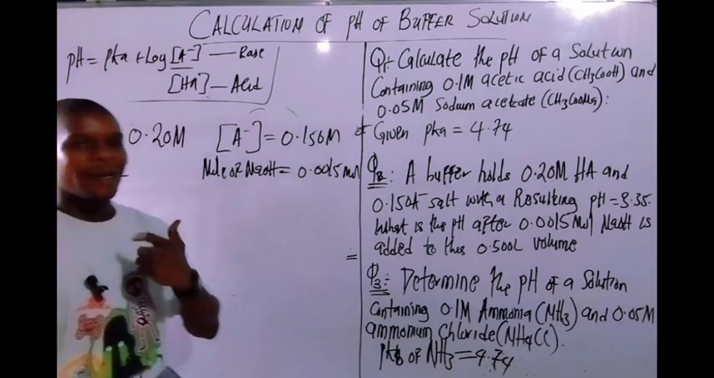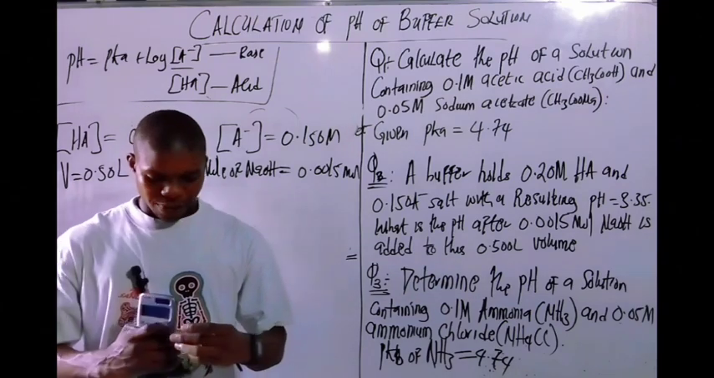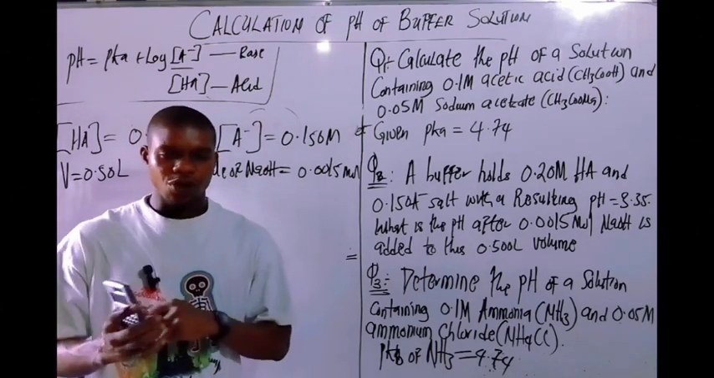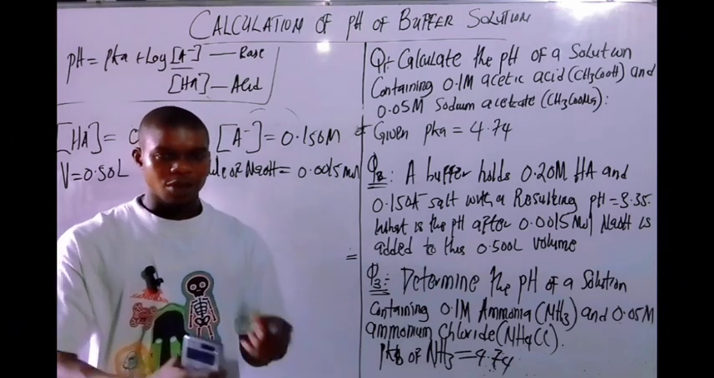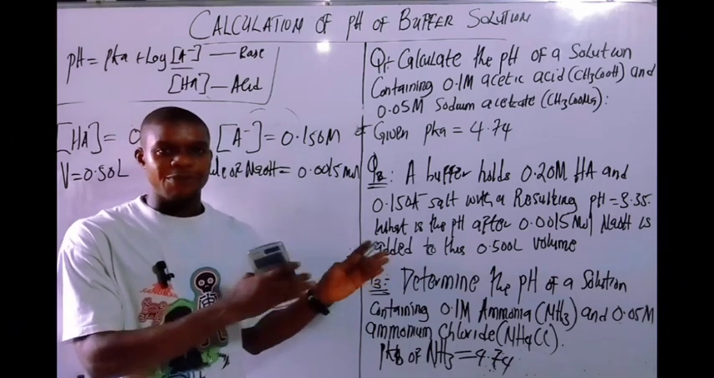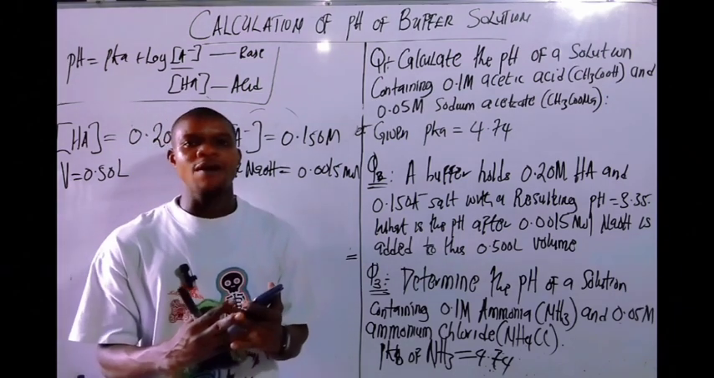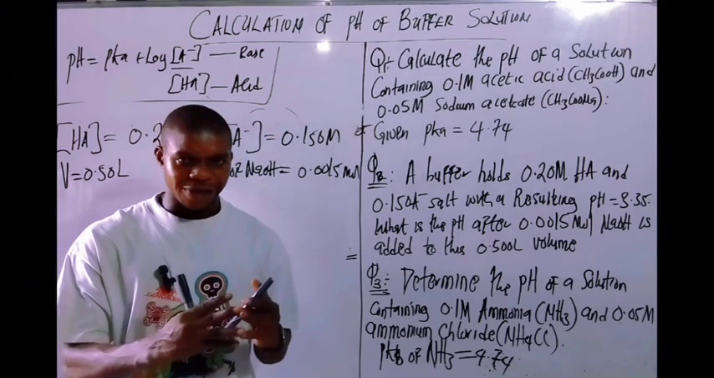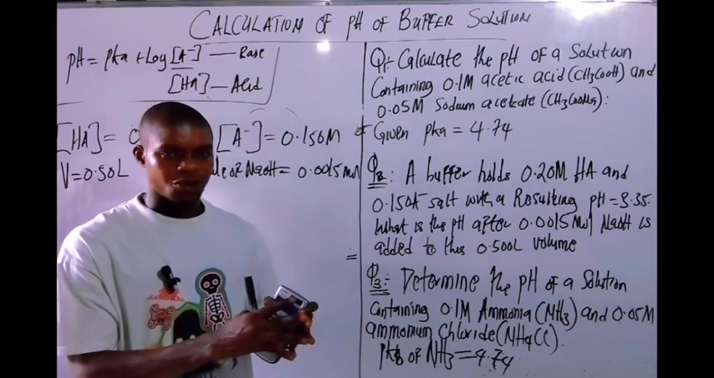Because now, when a base is added to a buffer solution, what is the buffer solution again? A buffer solution resists the change in pH when a small amount of acid or base is added to it. So when a small amount of acid is added to a buffer solution, it can resist change in pH. The main reason why a buffer solution can resist change in pH is because every buffer solution has acid and base. Do you understand?